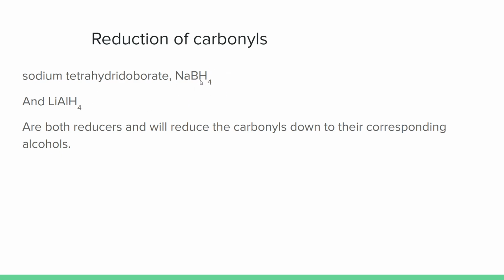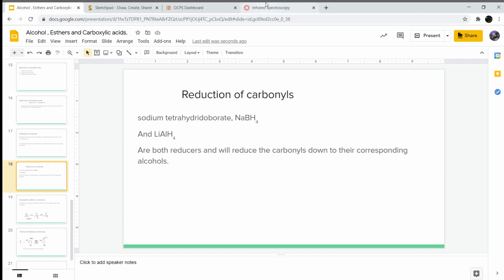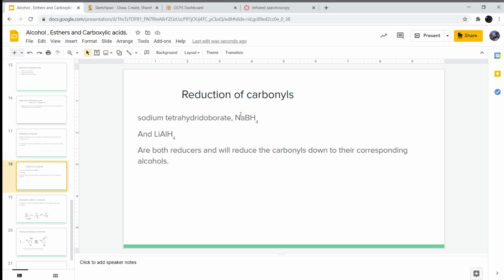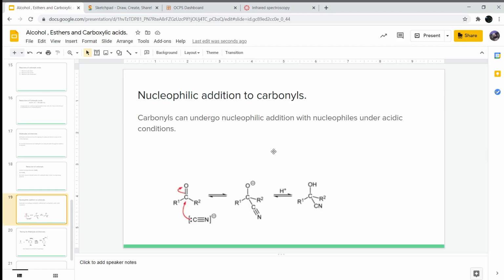The addition of these will help us reduce either an aldehyde or a ketone into the corresponding alcohol. So that's what's going on here: these two molecules, when they're added to our carbonyls, will reduce them back down to an alcohol.